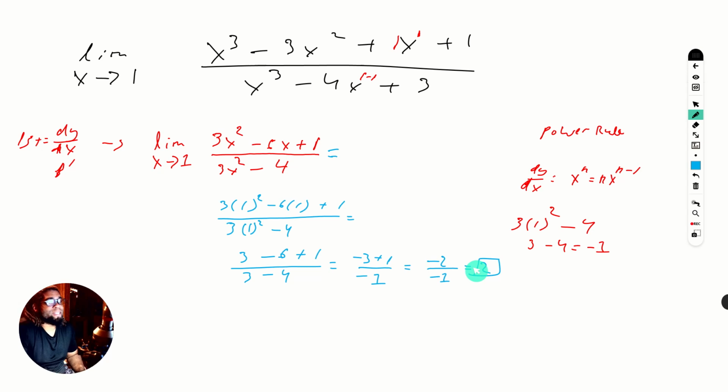What does that tell us? That there is a limit that exists at the value of 2 if we graph that figure. Okay.